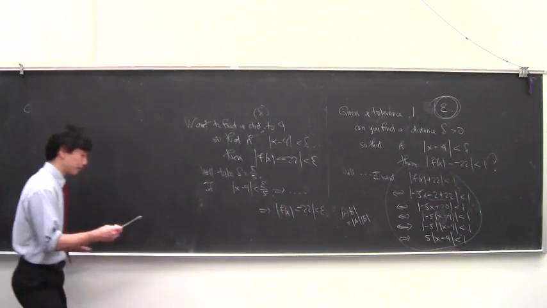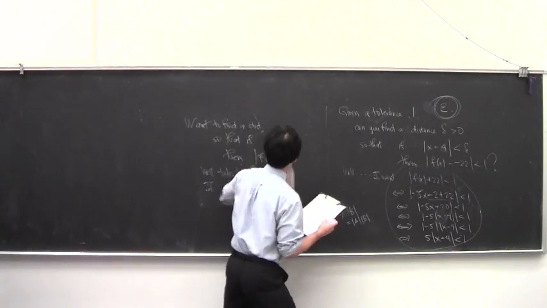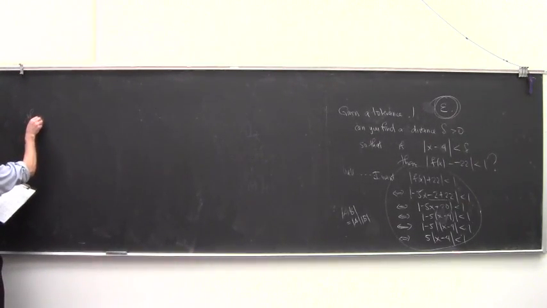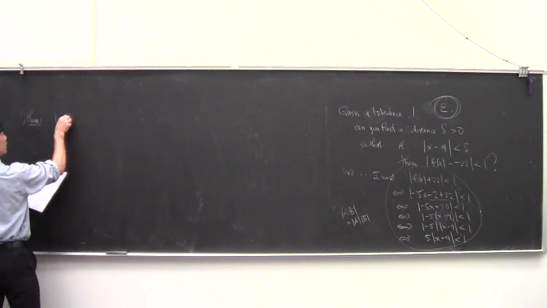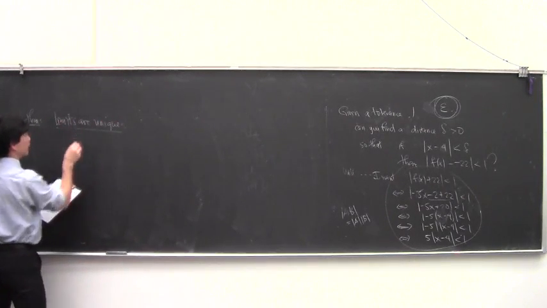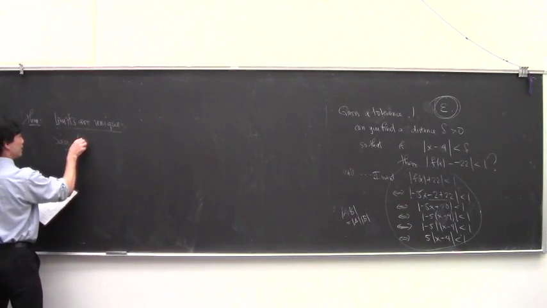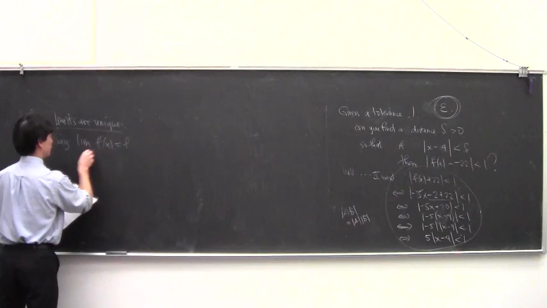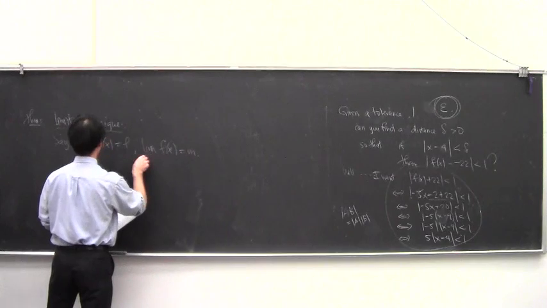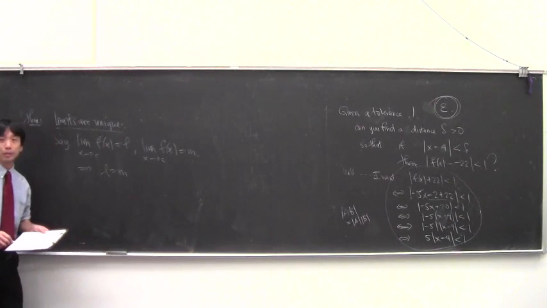Okay, so there are a couple of things that happen that are consequences of this definition. The first is that limits are unique. You can't have two numbers that both work as the limit. If somebody says the limit is L, and somebody else says the limit is M, then those numbers are forced to be equal to each other.